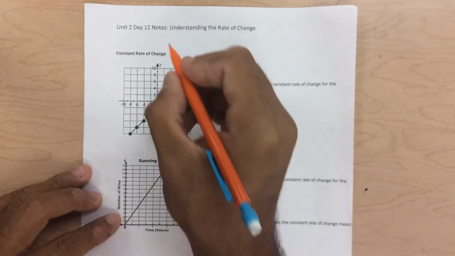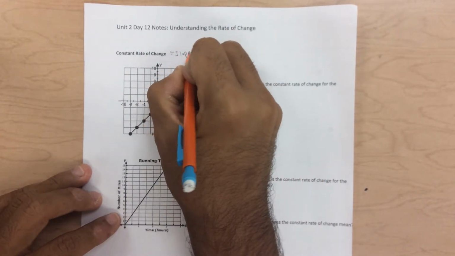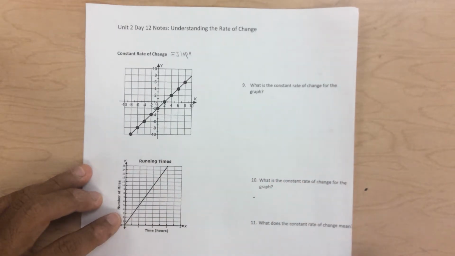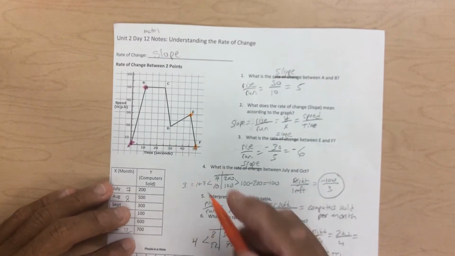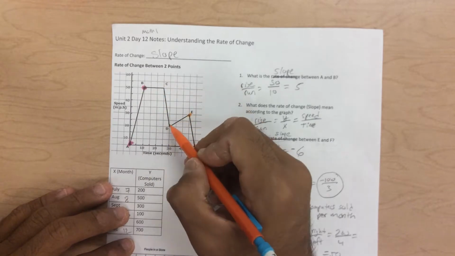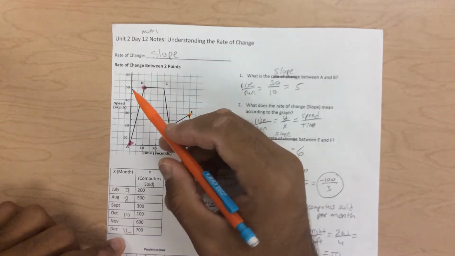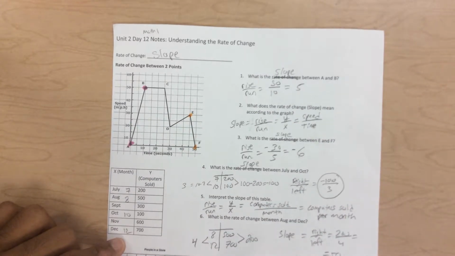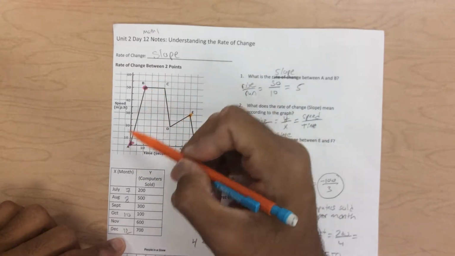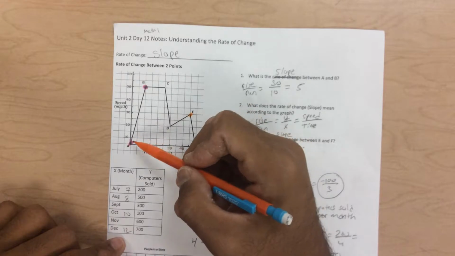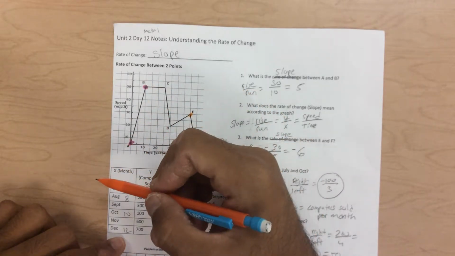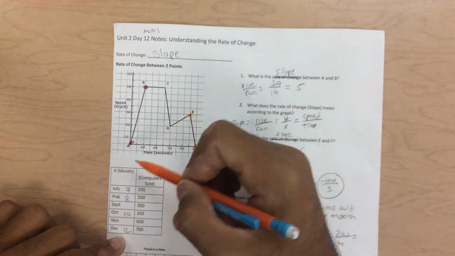Now, constant rate of change means the slope as well. The only difference between the rate of change and constant rate of change is that we call it rate of change because the slope could change depending on the part of the graph or part of the table. So it's going to change depending on what section you're looking at. It's not a constant rate. It's not the same rate throughout this graph.